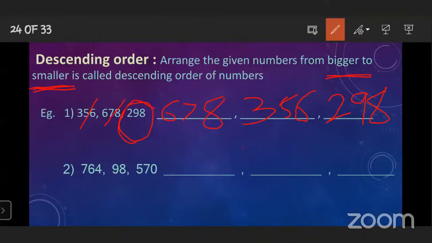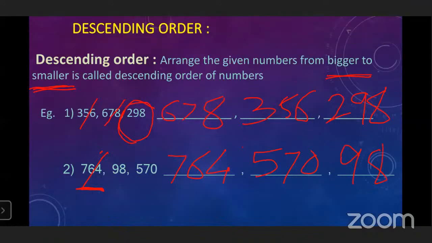The next is 764. Which number is bigger? 764, because this number has a bigger digit on the higher place. Then 664. After that, 570, and after that, 98. Okay, understood what descending order and ascending order are?